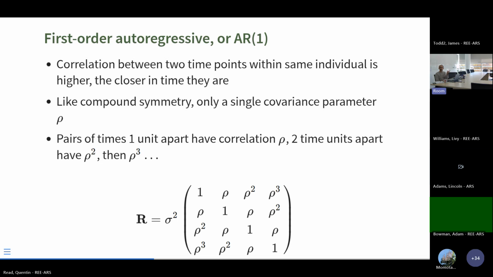First order autoregressive is the jargon for that. It doesn't have any more parameters than compound symmetry. It just has one covariance parameter, but it allows the correlation to go down the further apart in time the time points are. So let's go over that again.